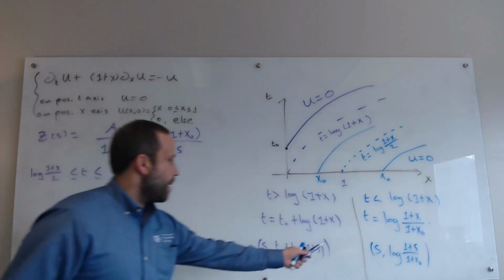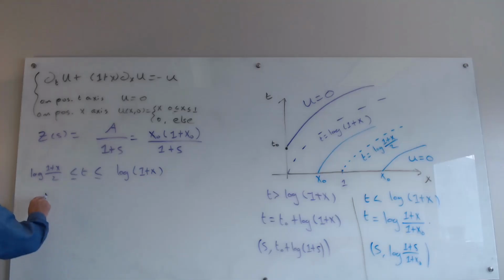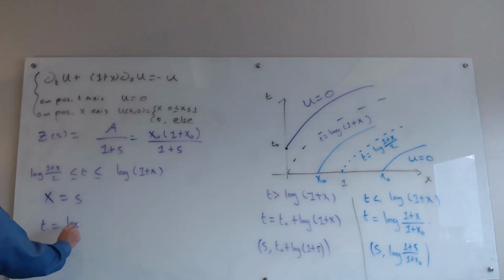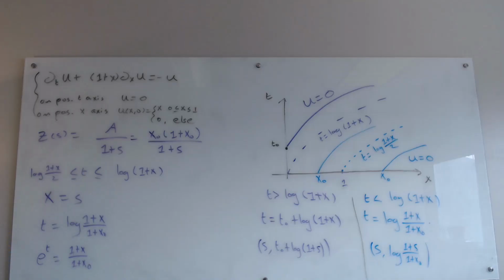So if I look at my parameterization, it says x is equal to s, and it says t is equal to log of 1 plus s, but x is equal to s. So I'm going to write this as log of 1 plus x over 1 plus x naught. And now I want to solve this for x naught. So if I exponentiate both sides, I'm going to have e to the t is equal to 1 plus x over 1 plus x naught.